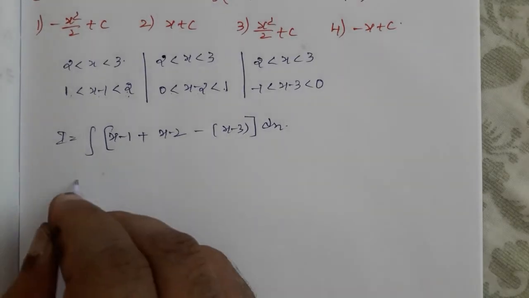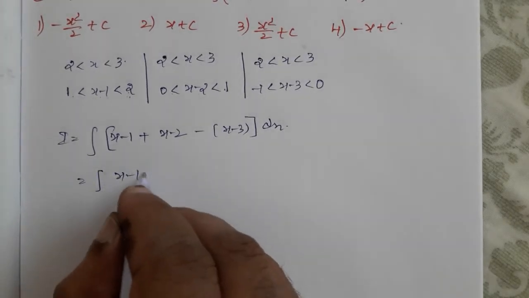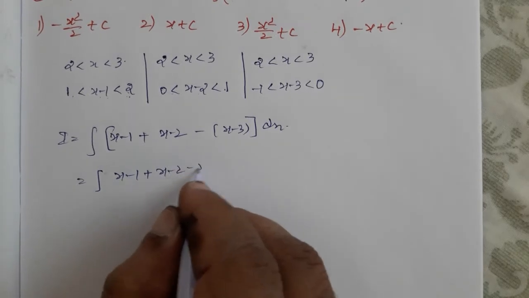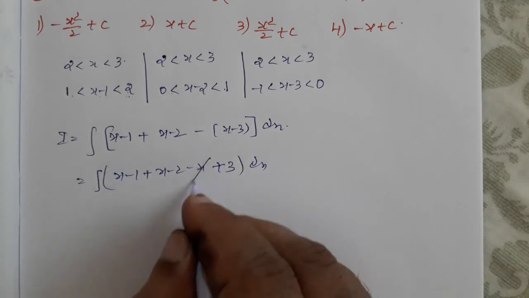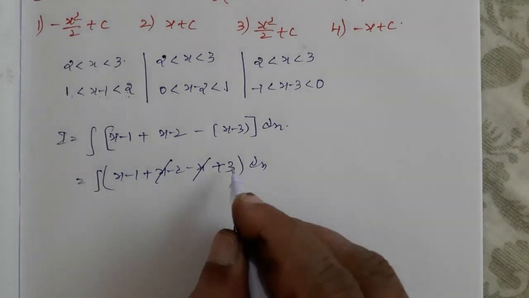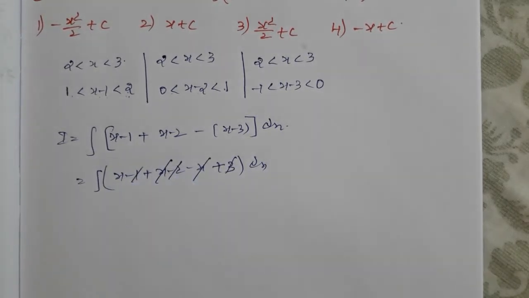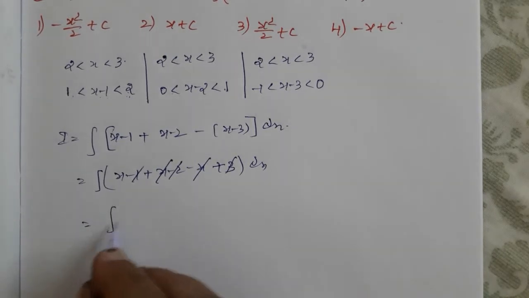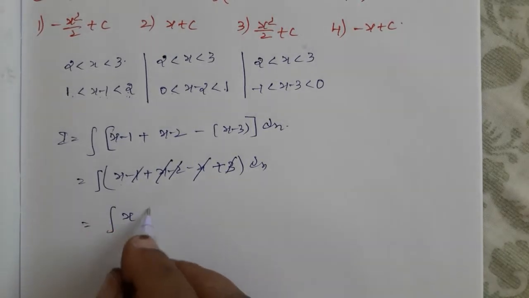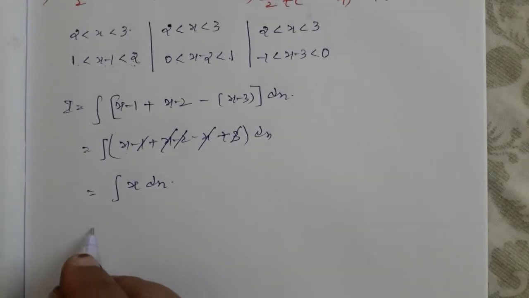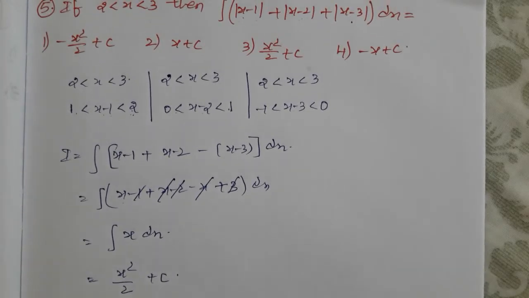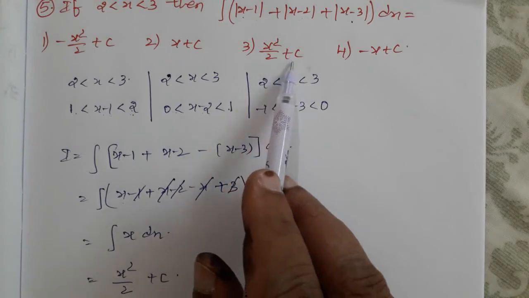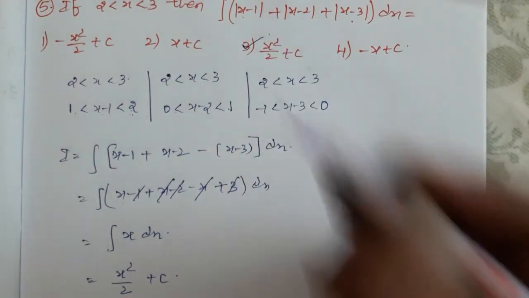Now let us simplify this. x minus 1 plus x minus 2 minus x plus 3 times dx. Plus x and minus x get cancelled, and plus 3 and minus 3 get cancelled. The remaining factor is only x times dx, that is equal to the integral of x, which is x square by 2 plus c. Clearly option 3 is the right option.